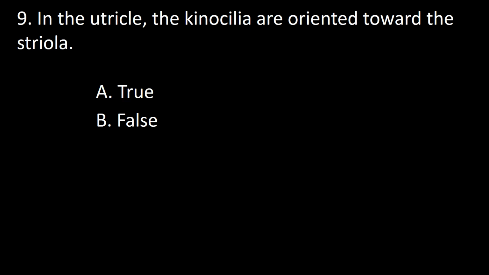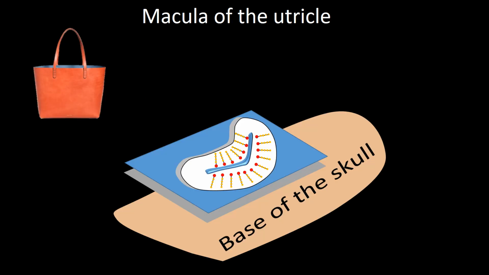Next question. In the utricle, the kinocilia are oriented towards the striola. A true, B false. This figure represents the macula of the utricle. The striola in the utricle forms a ridge and not a groove as in the macula of the saccule. The kinocilia are oriented towards the striola. Again, this arrangement renders the macula of the utricle sensitive to linear acceleration and deceleration in all angles.